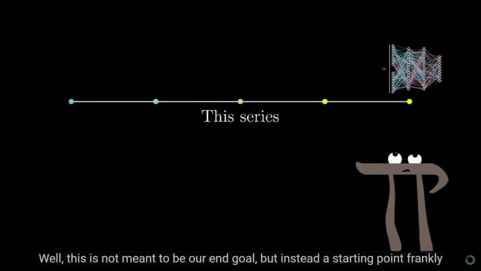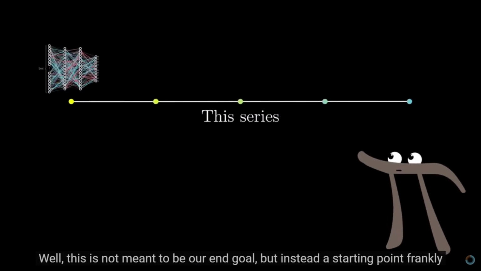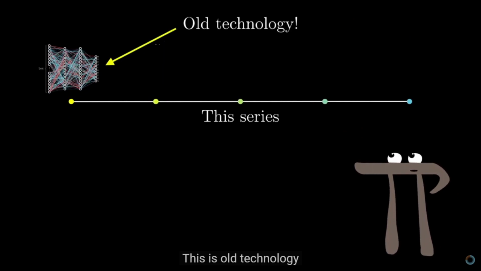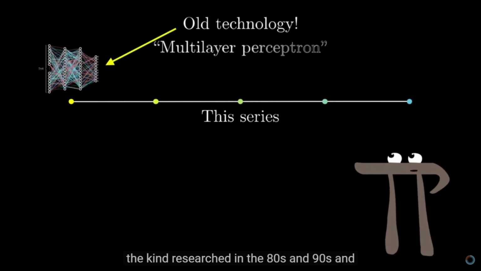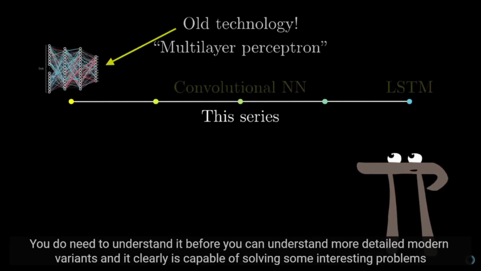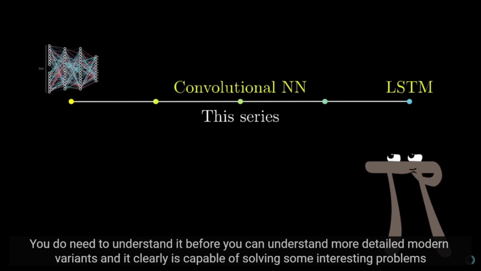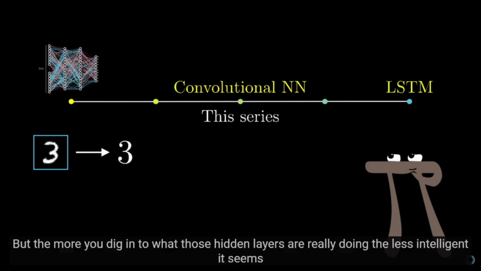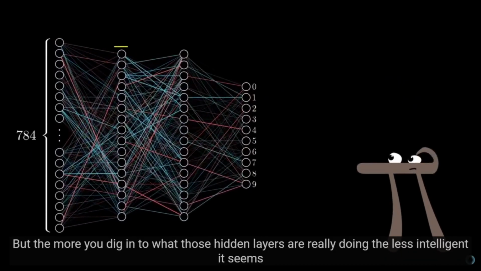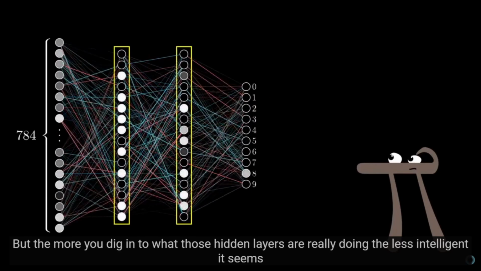Well, this is not meant to be our end goal, but instead a starting point. Frankly, this is old technology, the kind researched in the 80s and 90s. And you do need to understand it before you can understand more detailed modern variants, and it clearly is capable of solving some interesting problems. But the more you dig into what those hidden layers are really doing, the less intelligent it seems.